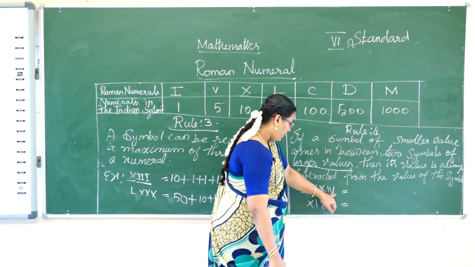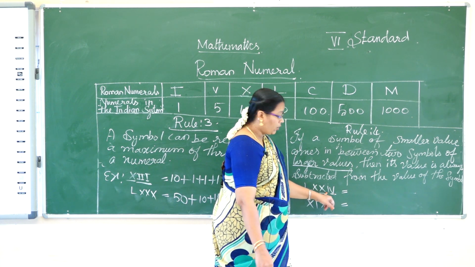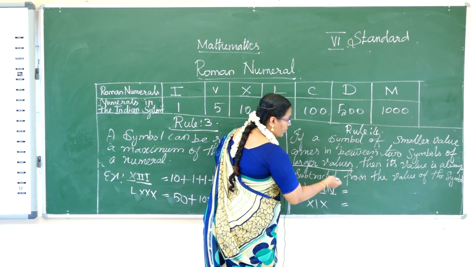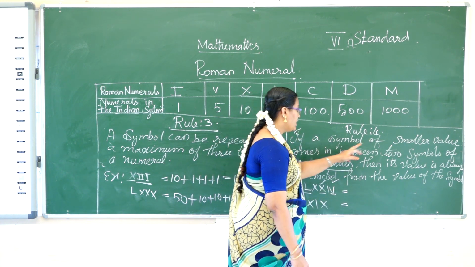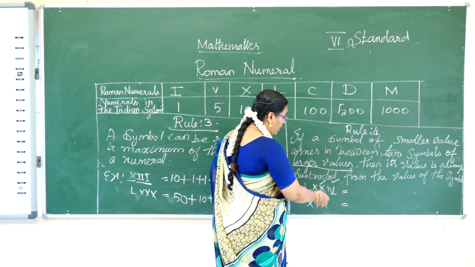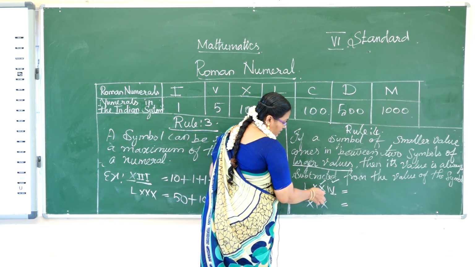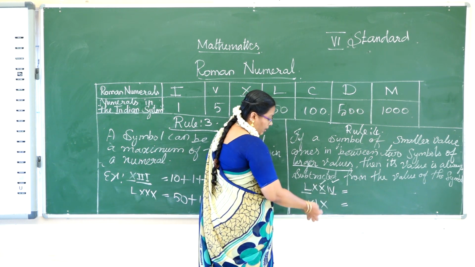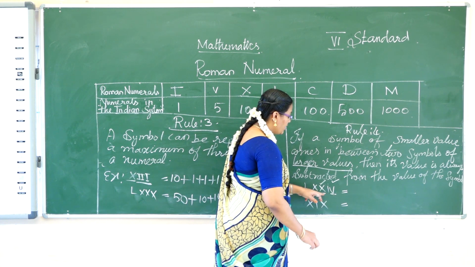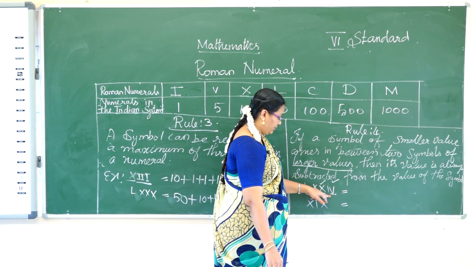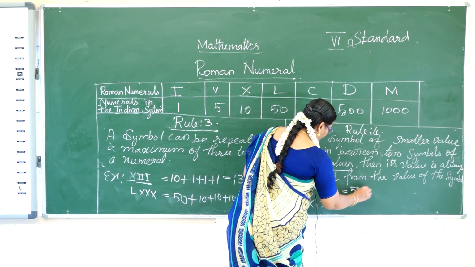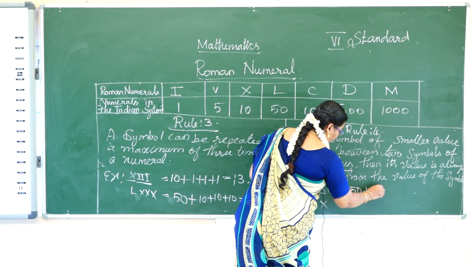So in this place, we have to subtract. Here this one is the biggest value. In rule 4, the smaller value comes between 2 symbols of the largest value. Here the 2 largest values are 10 and 5. In between which number is there? 1. So in this place only you want to subtract. Okay. So what is the value of L? 50. X value is 10.